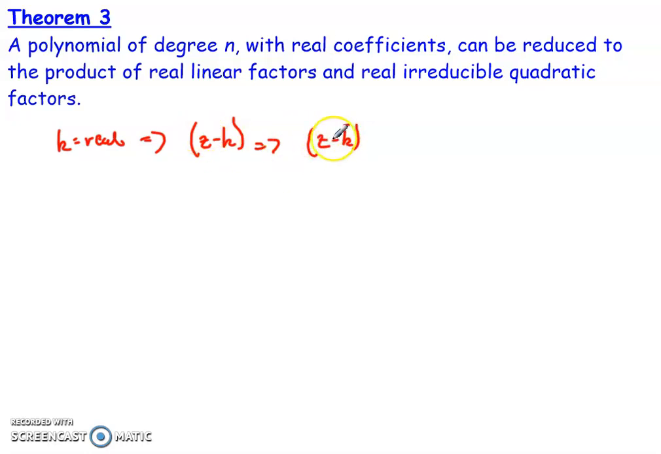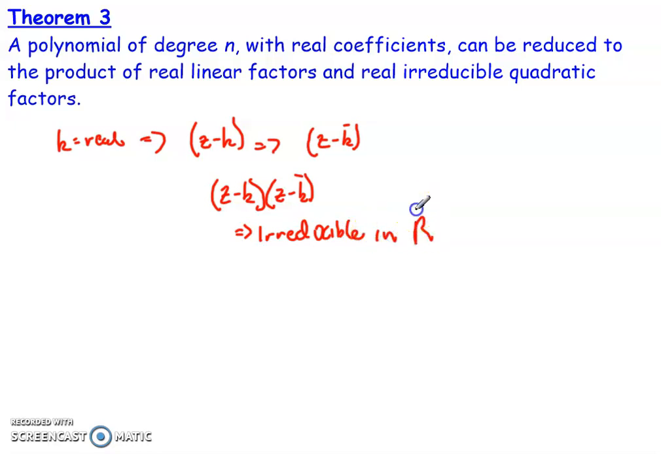Now what we then do is if we multiply these out, so if we do z minus k times z minus k bar, that gives me an irreducible quadratic in real numbers. Irreducible in real numbers because I'm going to have a complex part of it. There's no way we can have it without that. So these three theorems are fundamental to the work we're going to do. I'm going to show you one quick example of working with them just to demonstrate them.